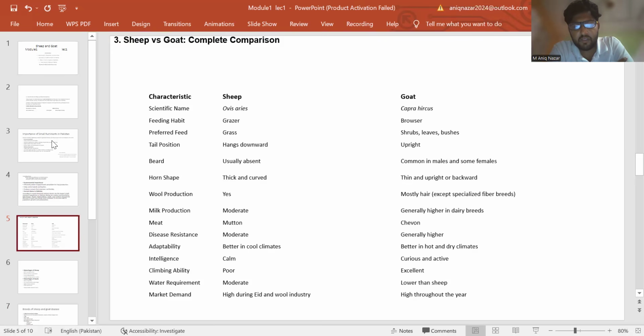Meat: sheep meat is called mutton, while goat meat is called chevon. Disease resistance is moderate to generally high in sheep, and adaptability is better in cool climates, while in the case of goat, it is hot and dry climate survival. Intelligence: sheep is a calm animal while goat is curious and active.